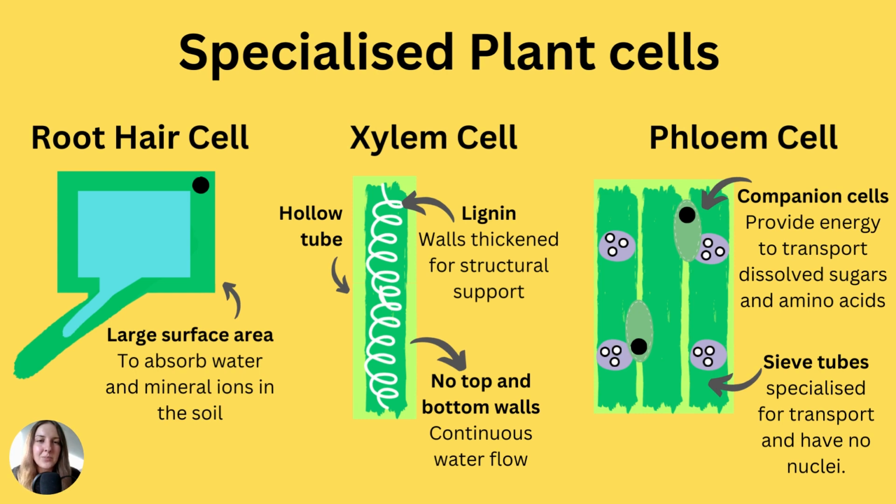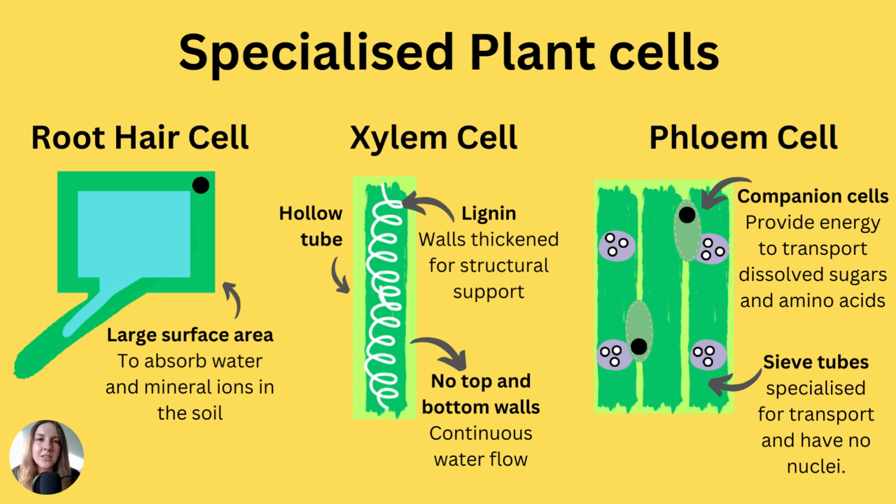Let's look at some specialized plant cells then. The three that are really fundamental across the curriculum are the root hair cell, the xylem cell, and the phloem cell. Starting off then with the root hair cell, it has a large surface area to absorb water and mineral ions from the soil. Really important to know, although this is a plant cell, it does not contain chloroplasts. And that's because root hair cells are found in the roots of a plant, so right at the bottom in the soil. So they're not going to be able to absorb any light energy, and therefore they do not need chloroplasts.